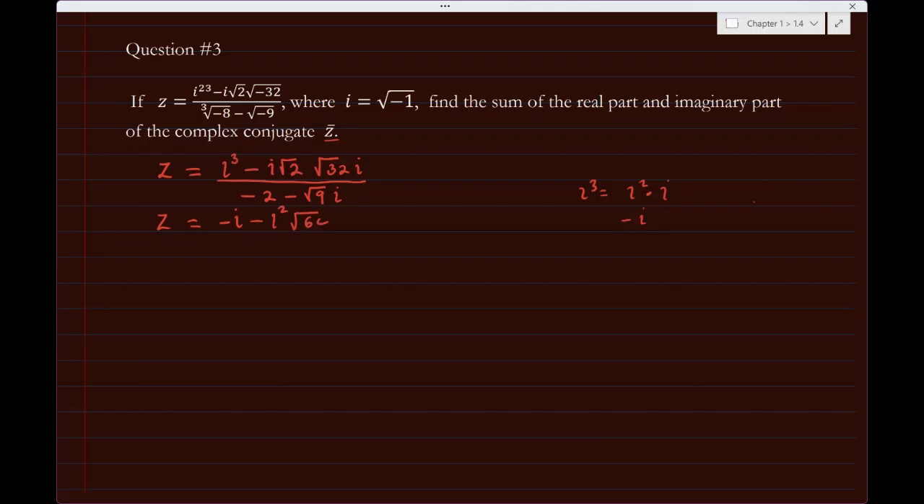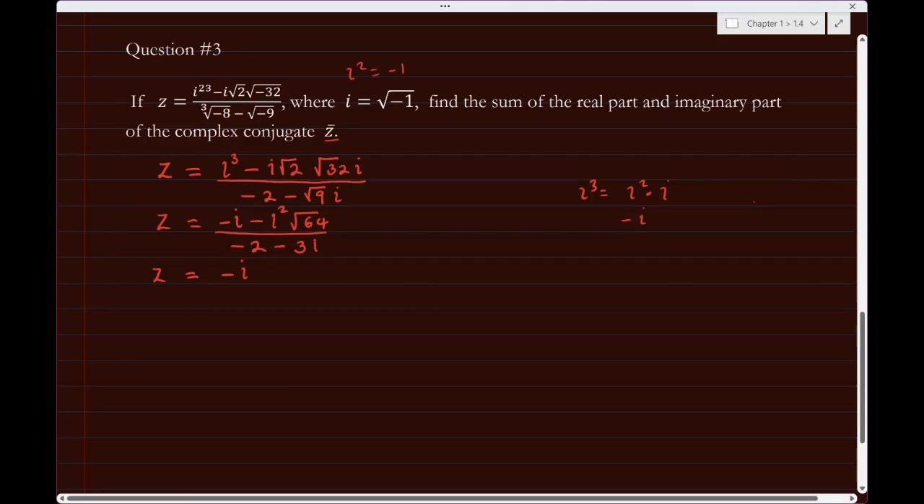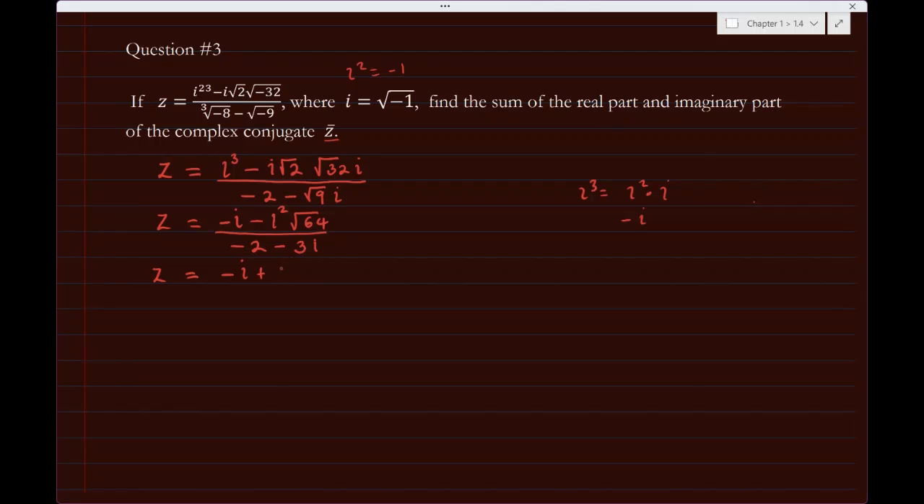This will be the square root of 64. Then you divide by minus 2. Then this will become minus 3i. So z is equal to, this is minus i, but this is i squared. i squared is the same thing as minus 1. As you can see here, i is root of minus 1, so i squared is minus 1. So this means here becomes plus. Root of 64 is 8. Then divide by minus 2 minus 3i.